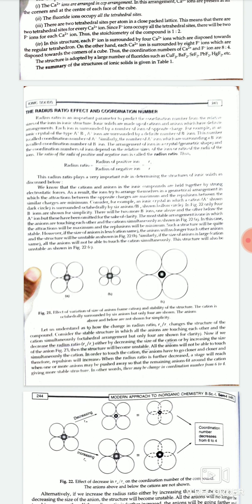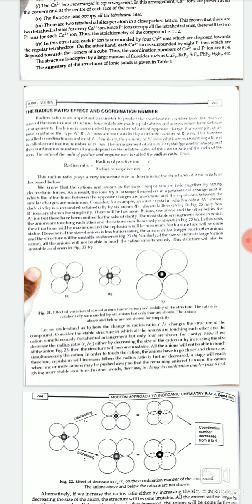Let us consider how the change in radius ratio r+ divided by r- changes the structure of the compound. Consider the stable structure in which all the anions are touching each other and the cation simultaneously. Octahedral arrangement, but only 4 are shown for clarity.